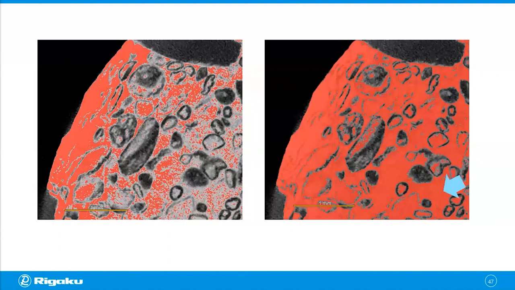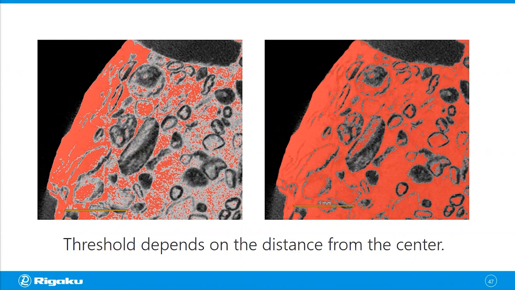You can adjust the threshold so that those holes go away like this. And now it looks pretty clean here, but now you lost those voids. They're all painted red. And this happens because there is no one happy threshold that can work across the cross-section. The correct threshold actually depends on the distance from the center of the core. This is where the histographic segmentation comes in handy.